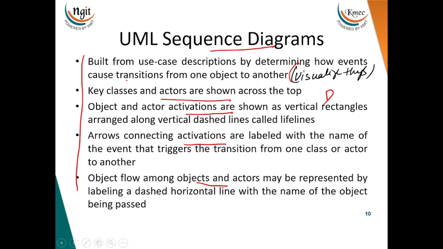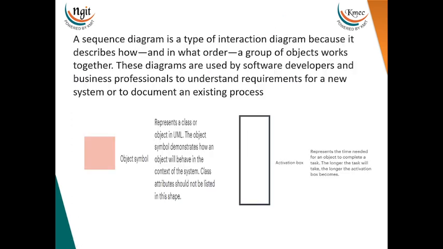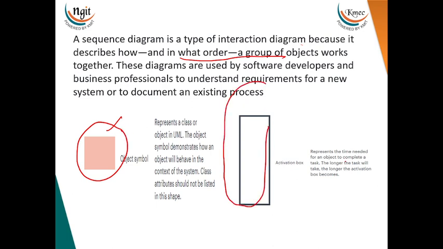So what do you mean by a sequence diagram? It helps to visualize things. Arrows show how things move. It is a type of interaction diagram showing in what order a group of objects work. It is represented by symbols. The rectangle bar represents the time needed for an object to complete the task. So how much time is needed to complete the task is represented by this.